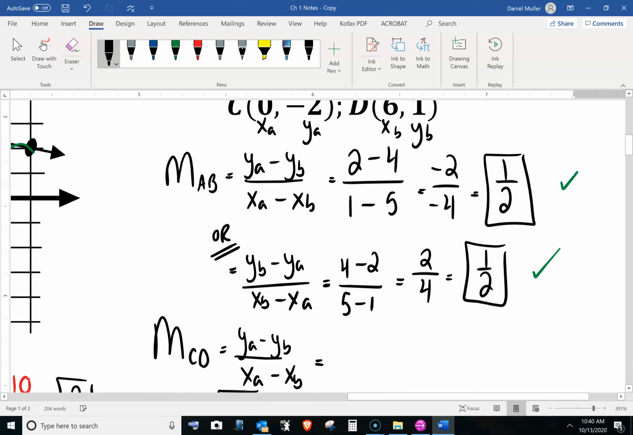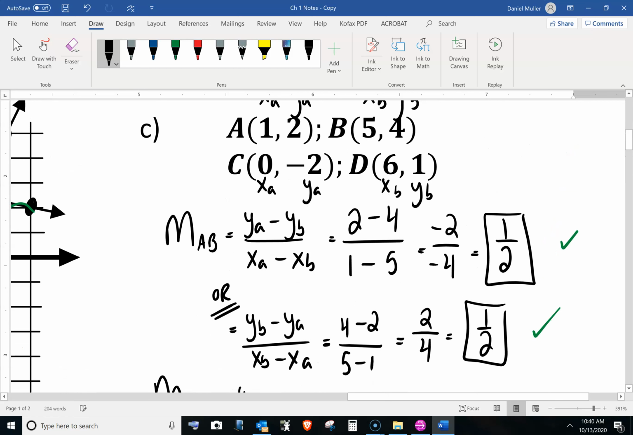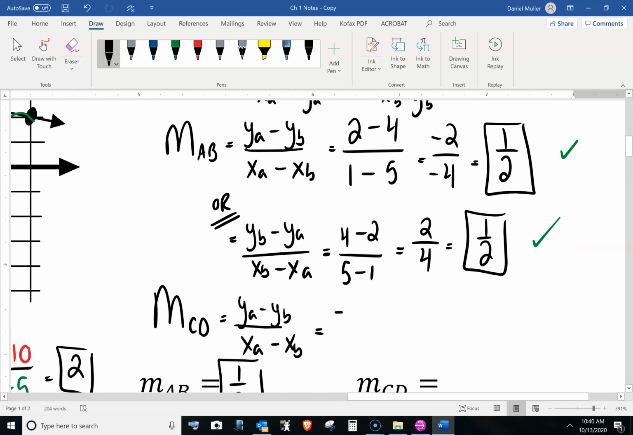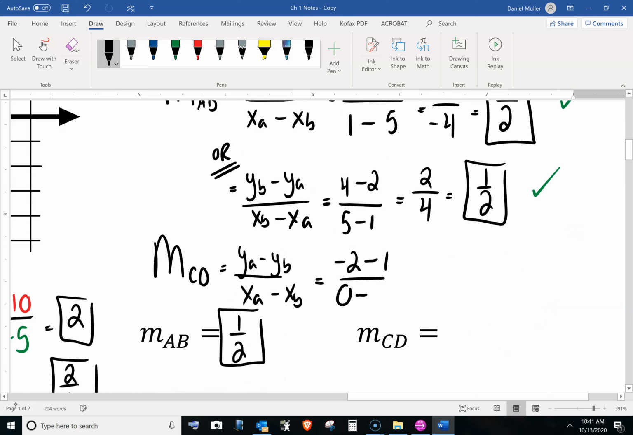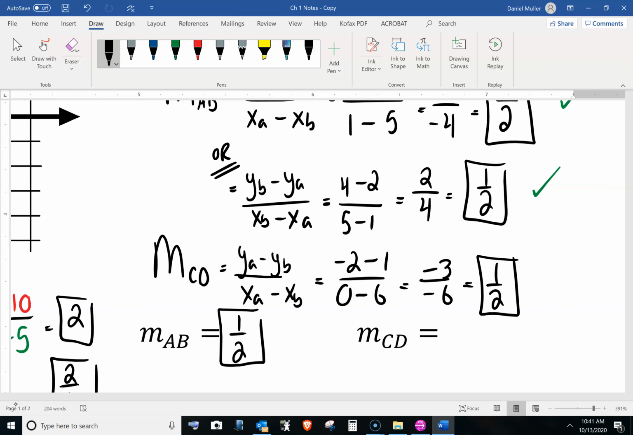So, YA is negative 2 minus YB is 1. XA is 0 minus XB is 6. So negative 2 minus 1 is going to be negative 3 over negative 6, and that reduces to a half as well. Two negatives make a positive, and 3 over 6 can be reduced.